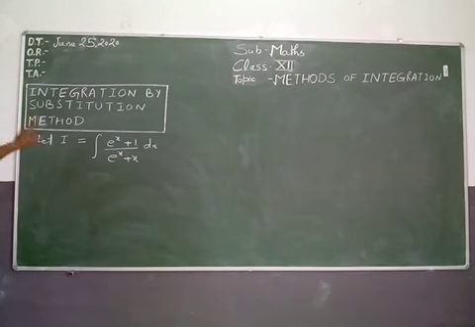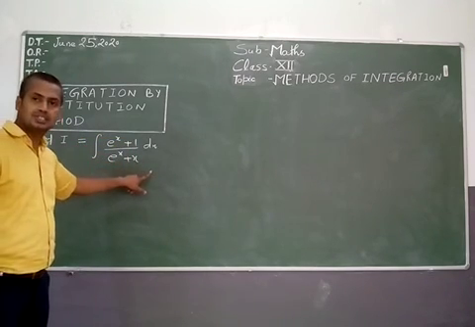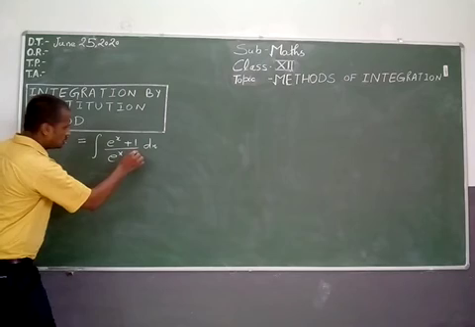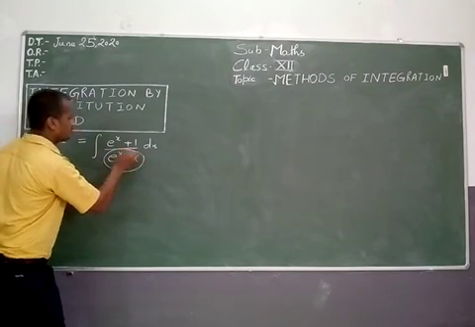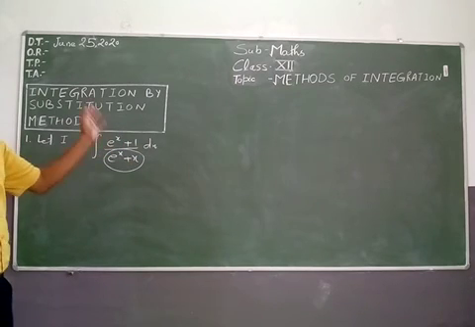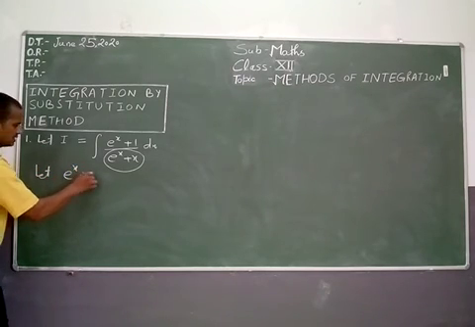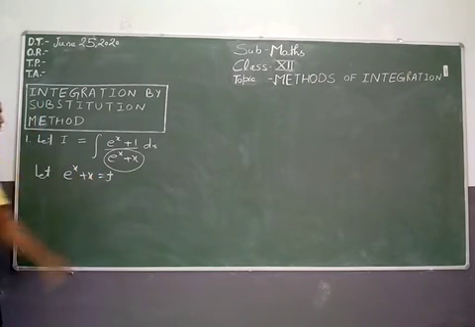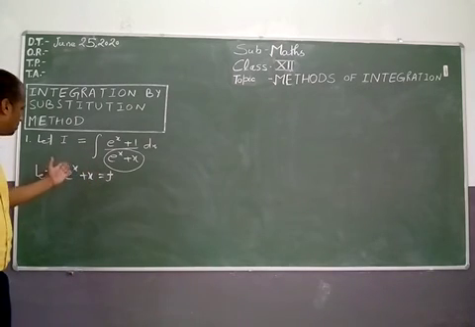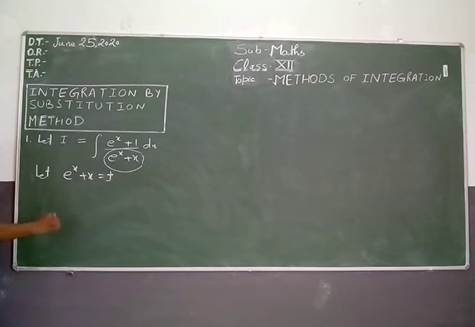Suppose that I equal to a integral in the form of e power x plus 1 upon e power x plus x. So we can substitute denominator e power x plus x equal to t, z and any variable we can use. Let e power x plus x equal to t. We have substituted e power x plus x equal to t. Now differentiate with respect to t.